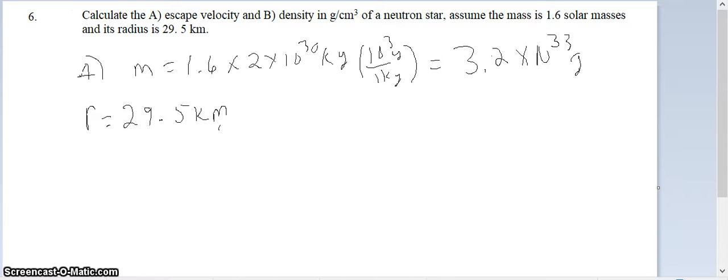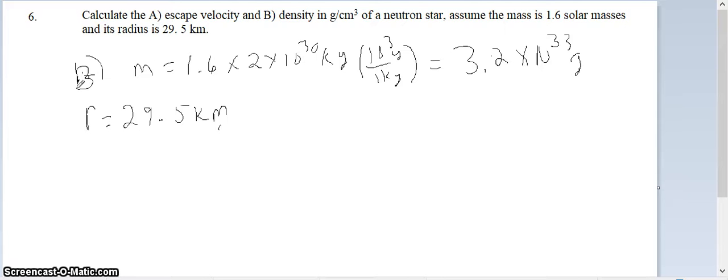We want to calculate the escape velocity and the density in grams per cubic centimeter for a neutron star. Actually, let me relabel this. We're actually going to do part B first. Sorry, let me erase that real quick. So we're doing part B, just because that's just the way I started it.